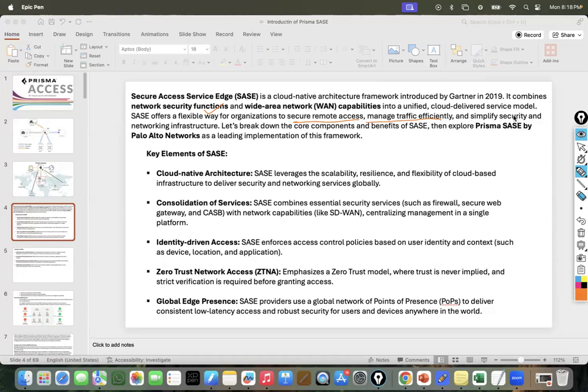So by leveraging this SASE solution, your security is going to be intact. The efficiency of your network traffic is going to be increased. Your simplified security and networking infrastructure is going to be very good. So let's break all these things down: Prisma Access SASE.